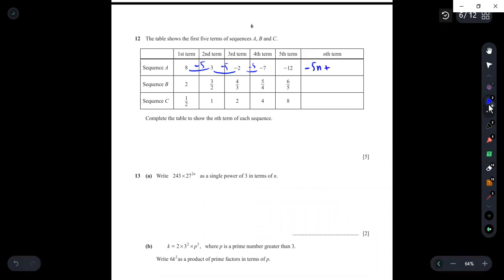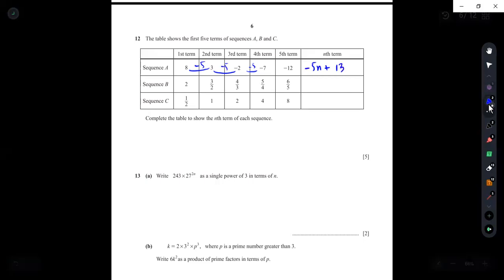plus... always, once we identify the common difference, then we can write the nth term for a linear sequence: the common difference times n, plus or minus the 0th term. That means the term that should come before the first term. If we are going to the right, we are subtracting 5. If we are going to the left, we are adding 5. So -12 plus 5 is -7 and so on. So 8 plus 5 is 13, so it should be 13 here.